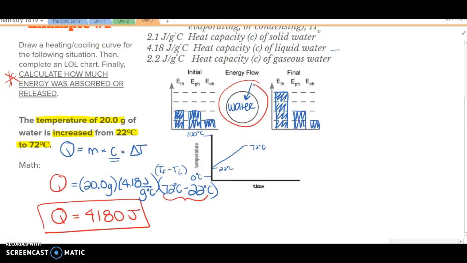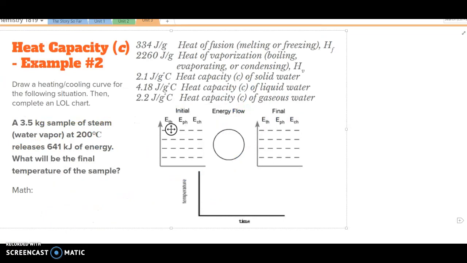It's going in. So there's our first example. In our second example, we have a 3.5 kilogram sample of steam, water vapor, at 200 degrees Celsius, which is going to release 641 kilojoules of energy. What will be the final temperature of the sample?